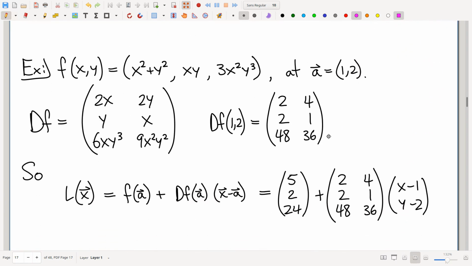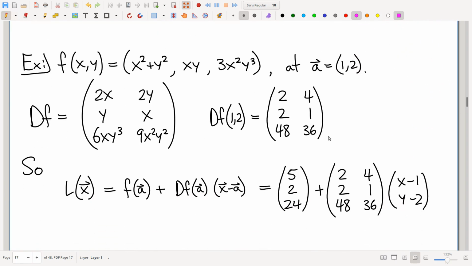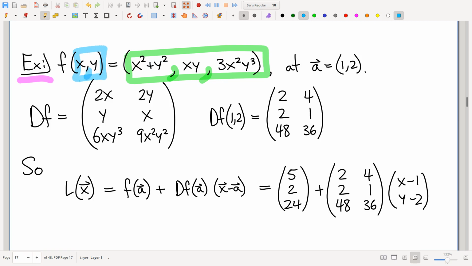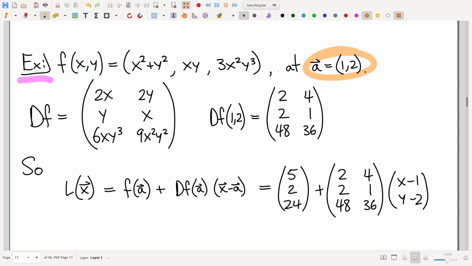Okay. Again, let's see an example. Here we go. This example here, notice it's vector valued, right, because there's 3 coordinates. It's multivariable, because there are 2 input variables. It's a vector valued multivariable function, and we want to find the linear approximation at this point (1, 2).